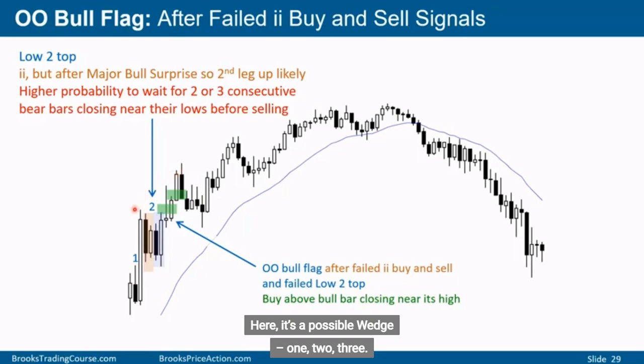Here, it's a possible wedge, 1, 2, 3. A lot of the bulls, if they bought above that, would get out below that, and then they'd wait for another bull bar closing near its high to buy again, and buy maybe above that.